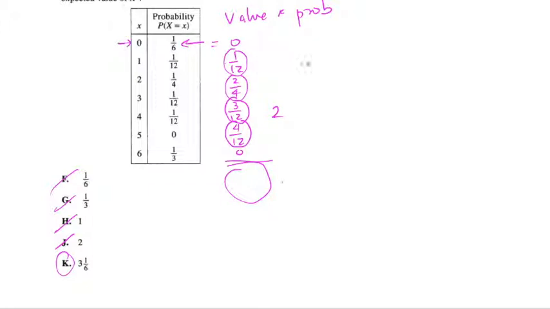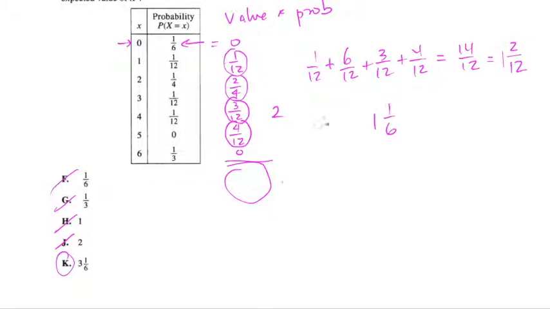Now we can do the math, but if you just realize this, it'll save you a lot of time. That's 1/12 plus 2/4 is really 6/12 plus 3/12 plus 4/12. So that's 1 plus 6, 7 plus 3, 10, 14. That's 14 over 12. That's really 1 and 2/12, or 1 and 1/6. So then we're going to add that to 2. 2 plus 1 and 1/6 is 3 and 1/6. So the answer is K, but you could have gotten that simply by process of elimination.